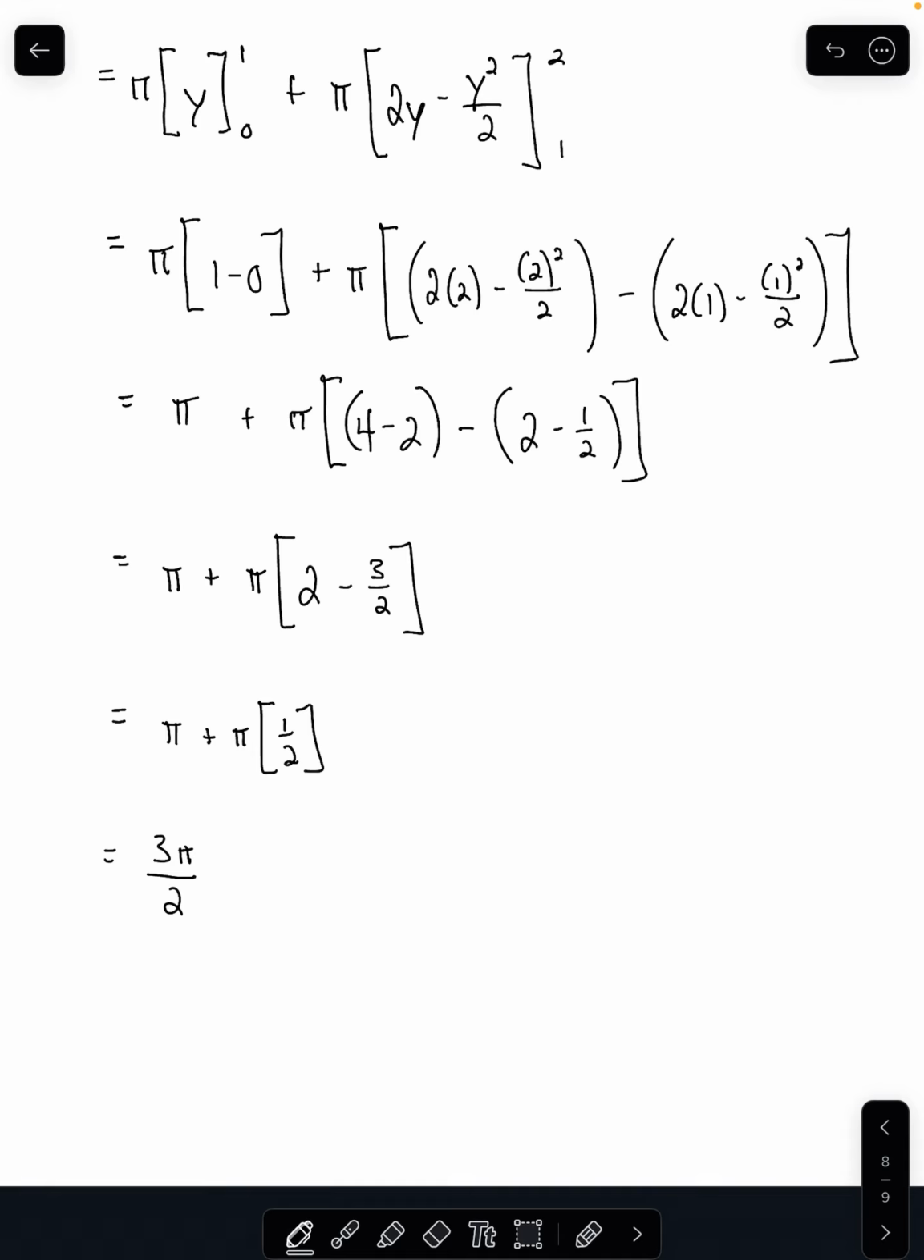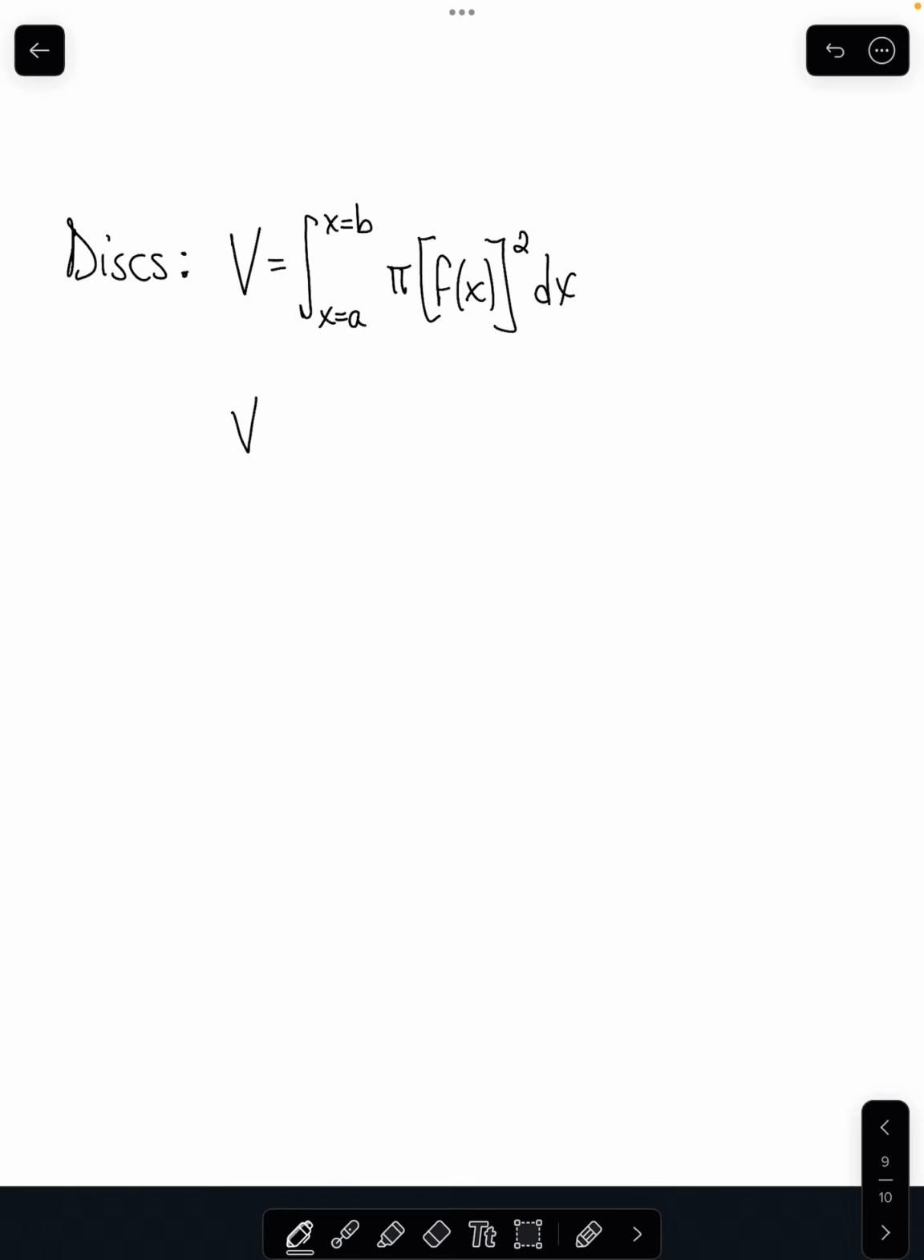Thus we have, in conclusion, the disk method, which will be either the volume from x equals a to x equals b of pi times f of x squared dx, or the volume from y equals c to y equals d of pi times f of y squared dy.